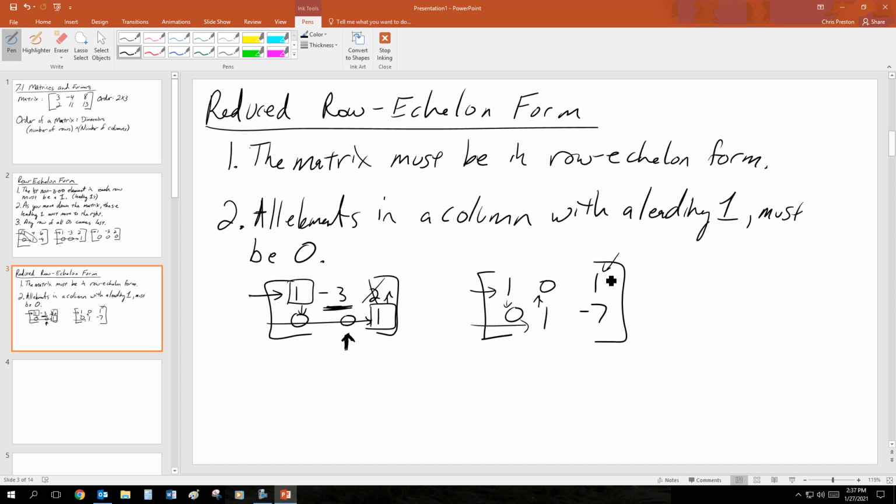Now, this one is not a leading 1. It's a following 1. This is the leading 1 for that row, right? You read it left to right. That's the first one you run into. So it doesn't matter that there's a -7 underneath this 1 here, because that's not a leading 1. It only matters whether this is a leading 1, and then you look in its column to see. Okay, so that is in reduced row.